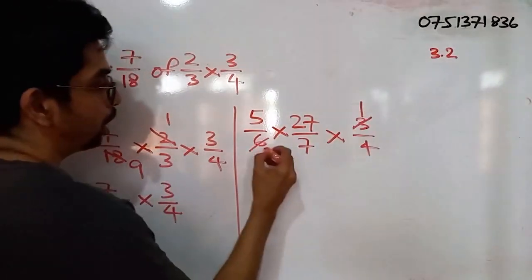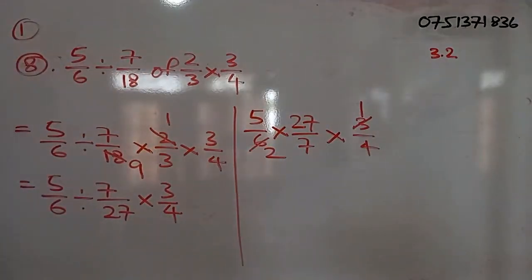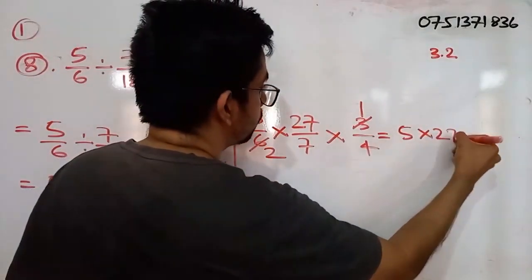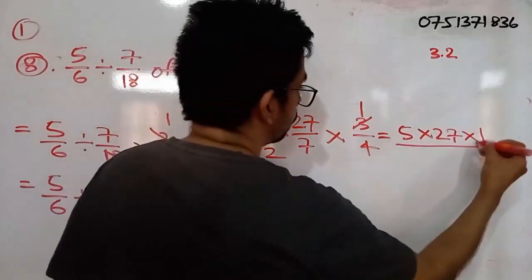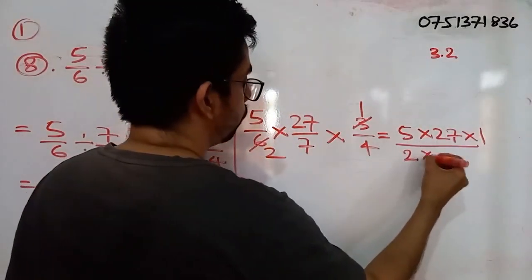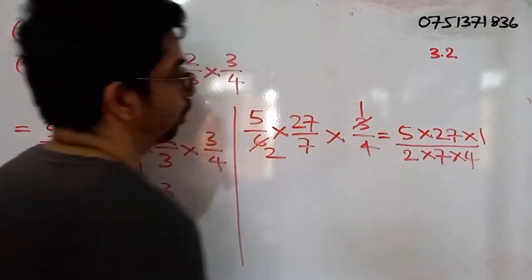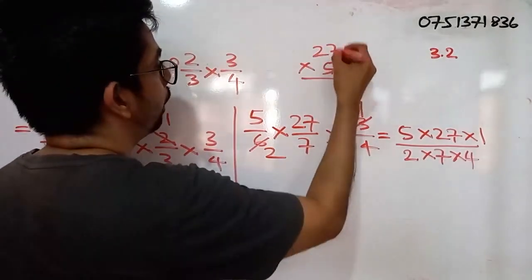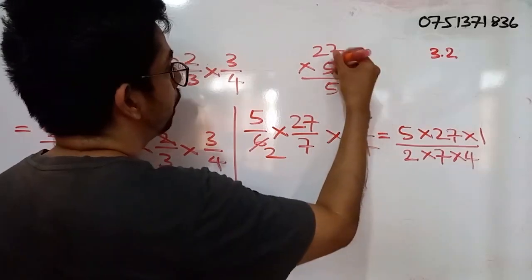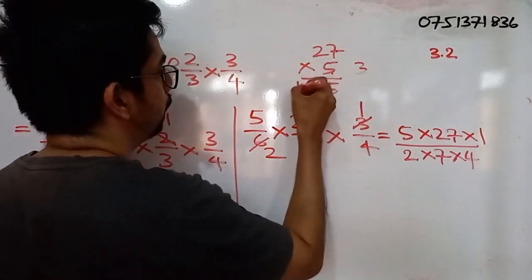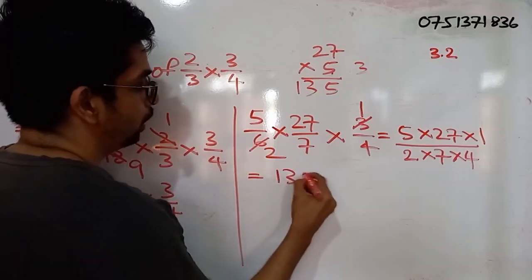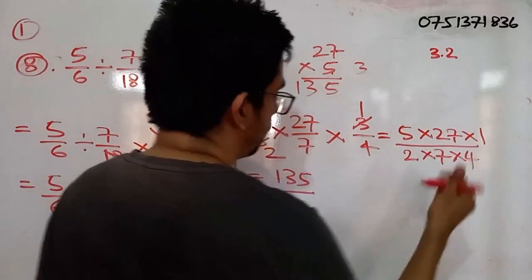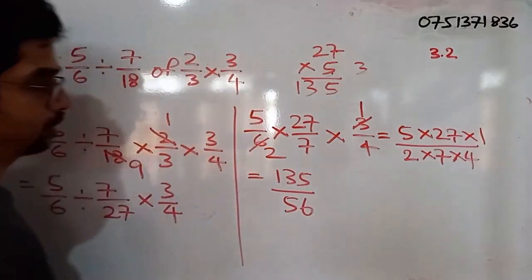So 3 times 1 and 3 times 2. Okay, so when we do the simplification here, we get what? 5 into 27 into 1, so that is the top half, and in the bottom we have 2 into 7 into 4. Okay, so 27 into 5. 5 times 7, that is 35, so there's a 3. 5 times 2, that is 10. Add the 3, it becomes what? 135. Divide by 2 times 4, that is 8. 8 times 7, that is 56.